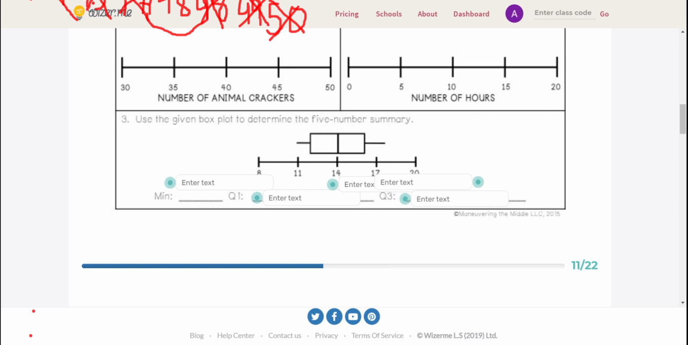Now, this is just getting information from the box plot. So the box plot is already made for us. We're just taking information from it. So it says use the given box plot to determine the 5-number summary. Okay, our minimum number would be the smallest number in the box plot.